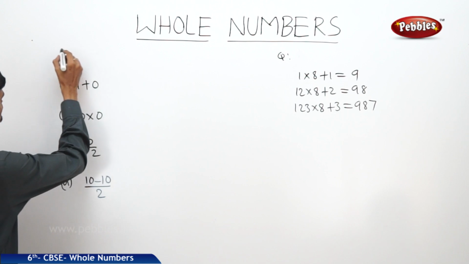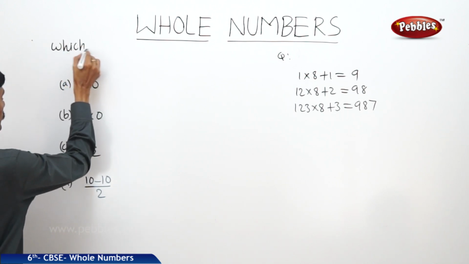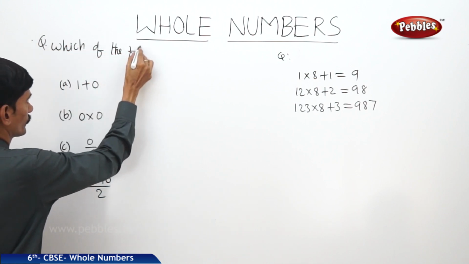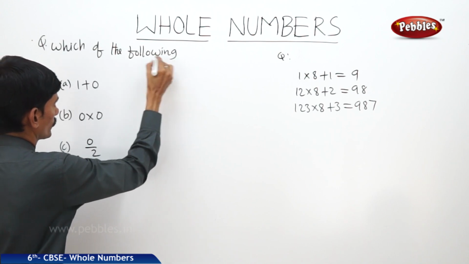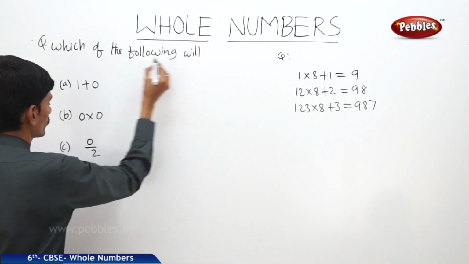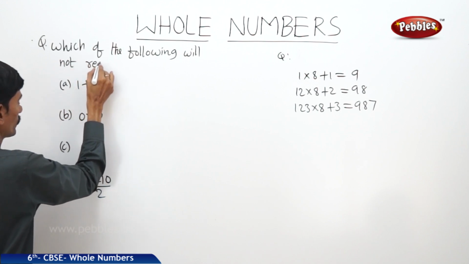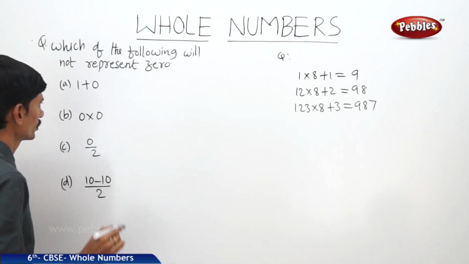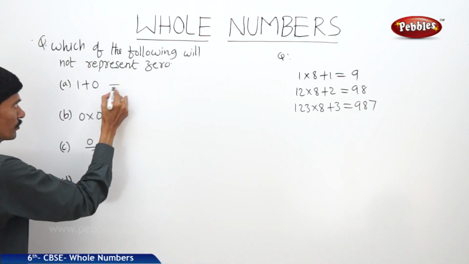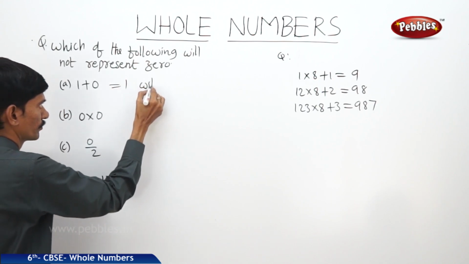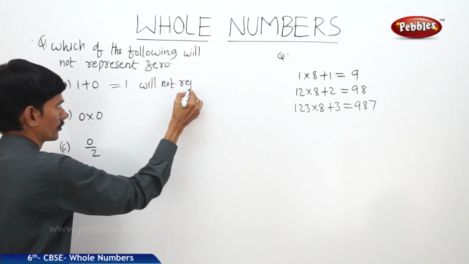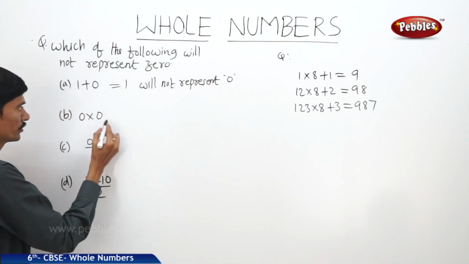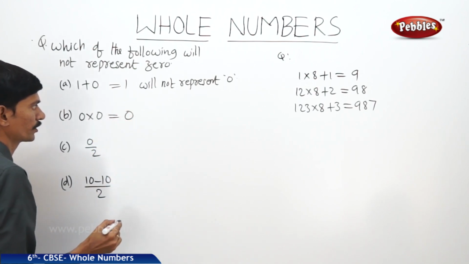The first question: which of the following will not represent 0? The first option is 1 plus 0, so this equals 1, which will not represent 0. Then 0 into 0 equals 0, so it represents 0.